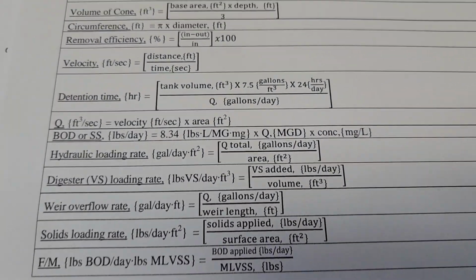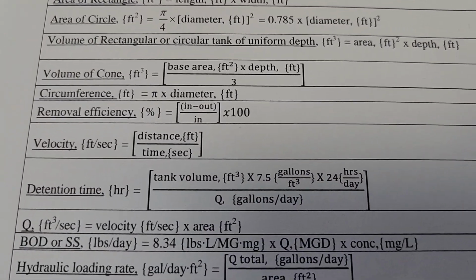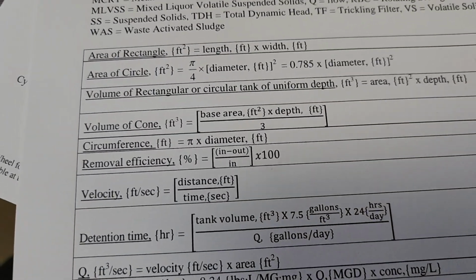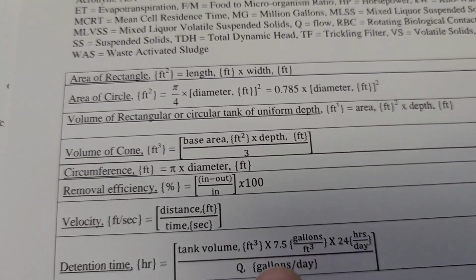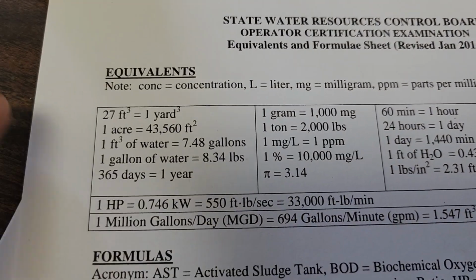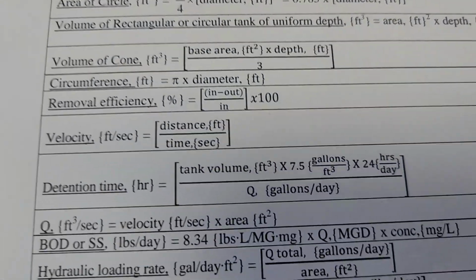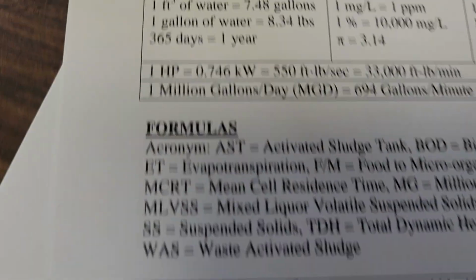But the problem that we're going to be doing today is detention time. You can see the formula for detention time on California's sheet right here. You have your volume in cubic feet, your conversion factor 7.5, even though right here it says 7.48. I don't know why they're rounding on their own formula sheet, but I personally only use 7.48.